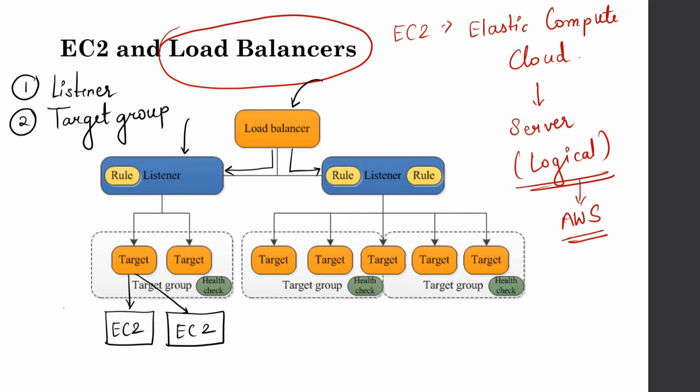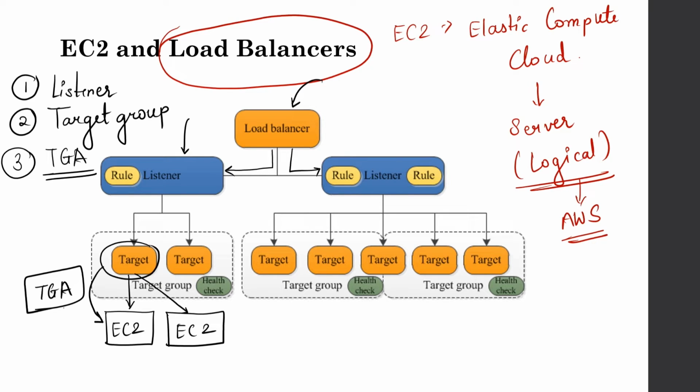In Terraform, we have a listener and a target group. We also create an application load balancer, and at the same time we have a target group attachment, with the help of which we attach these target groups to our EC2 instances. So this is via target group attachment. So this is all about our load balancers.